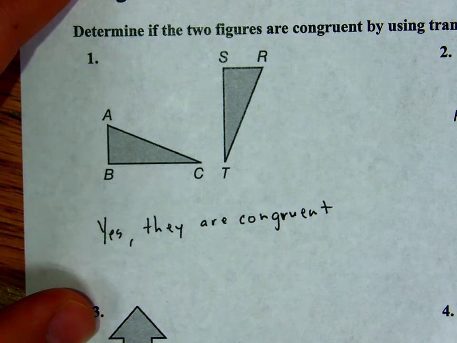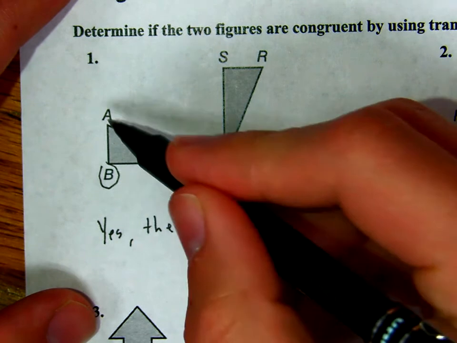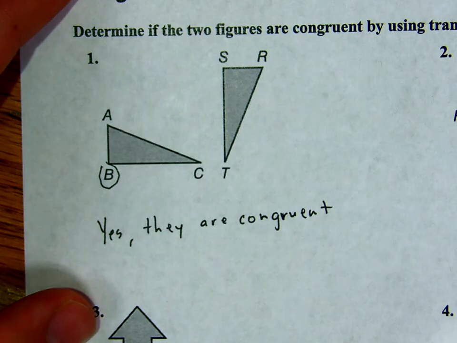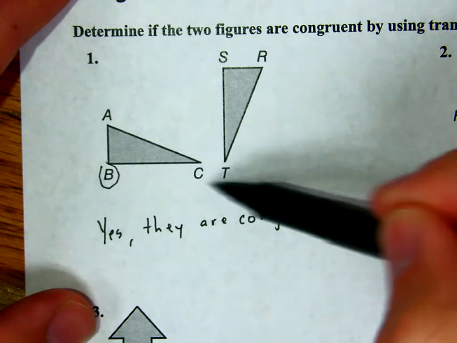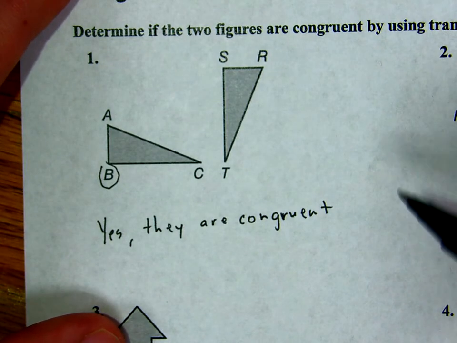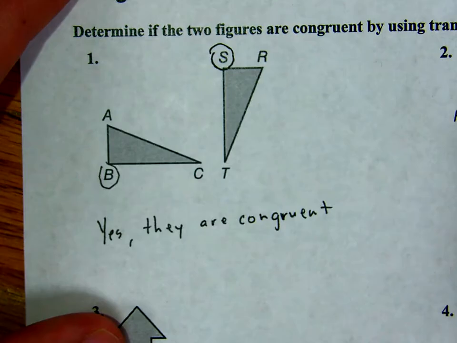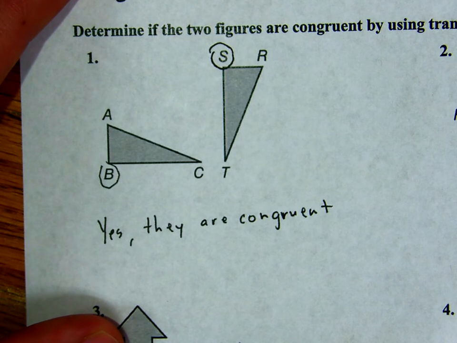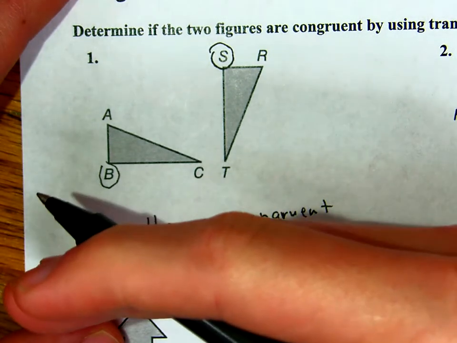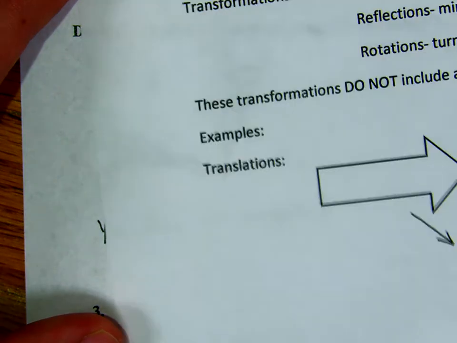So now I need to identify what angles go with each other. Okay, so we can see that angle B here is in the right angle corner of our triangle. Okay, we need to identify which of these angles corresponds with B in order to figure out the transformations of this figure. Okay, so the right angle of this triangle will correspond with the right angle S of the second triangle. Alright, so we need to figure out a way from our notes that this triangle got from this position to this position. So back to our notes.